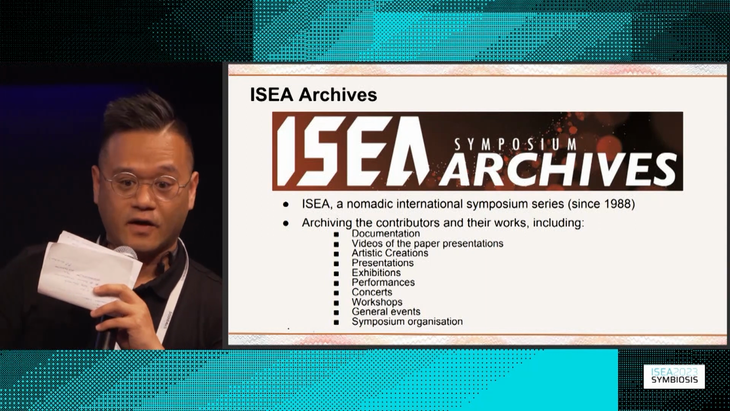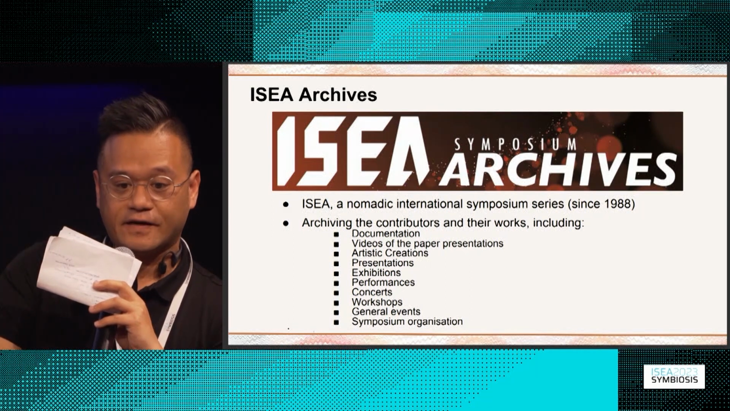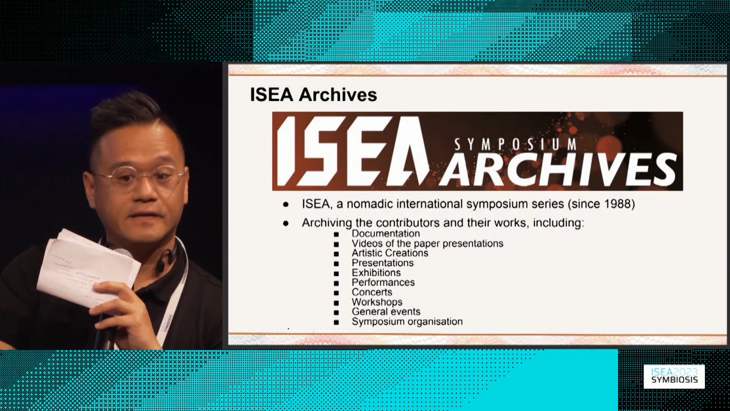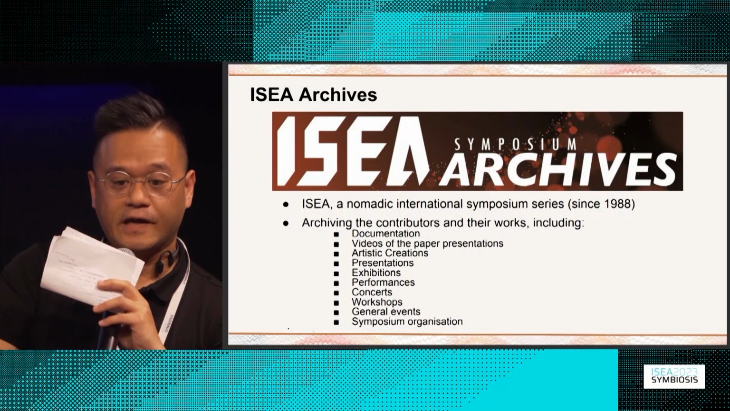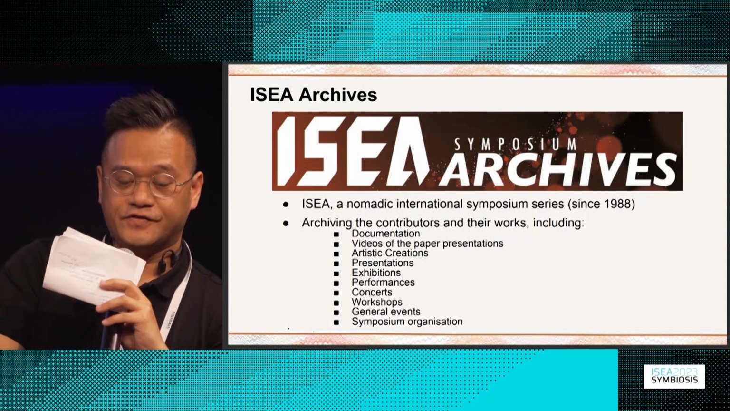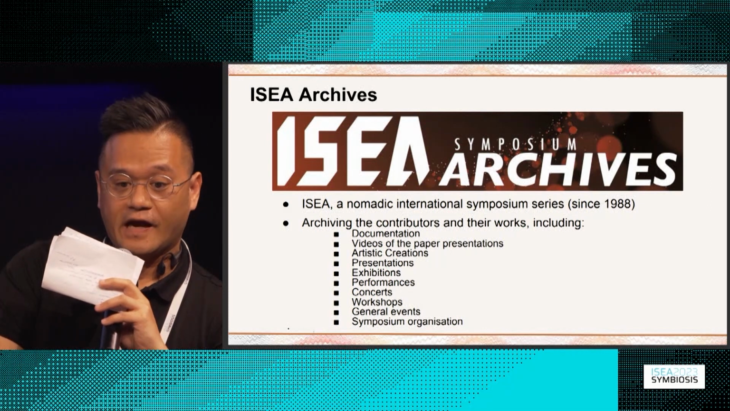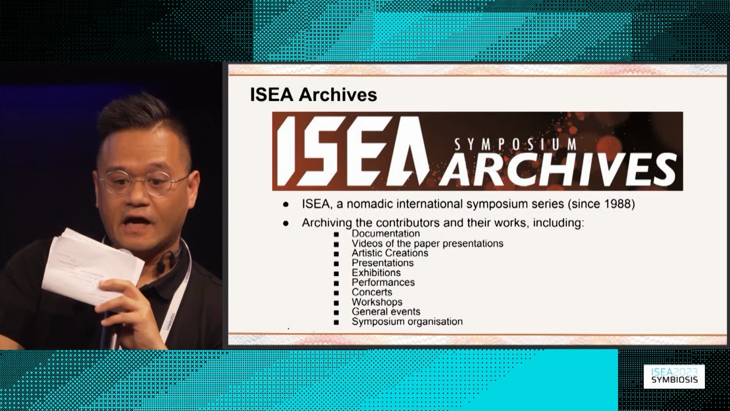So let me talk about the ICEA Archive right now. ICEA itself is a nomadic international symposium, which began in 1988. One of the challenges we have with ICEA's data is that, because of its nomadic characteristic, sometimes we receive data variation from year to year. So this is one of the challenges we have to face with our archives. And what we do with the archive is archive the contributors and their work at the ICEA Symposium.